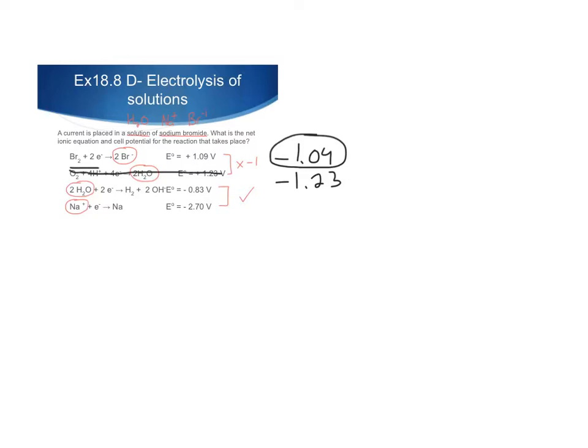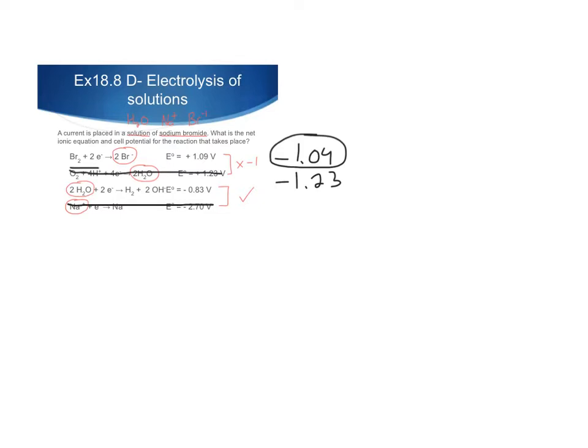The second 2, we're also going to make a comparison, but we don't have to reverse anything. I can just say negative 0.83 and negative 0.27. The negative 0.83 is easier, so that tells me my sodium reaction is not going to happen. That's my competition. I have a competition for the anode and a competition for the cathode.